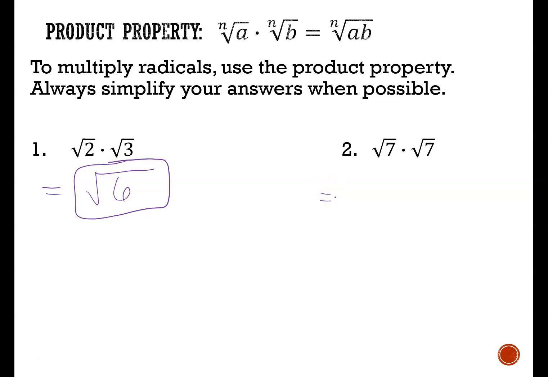On number 2, they're both square roots, so we keep the square root. We multiply 7 times 7, which is 49. Now this time we do have a perfect square, so go ahead and square root the 49, which is 7. The radical comes off.